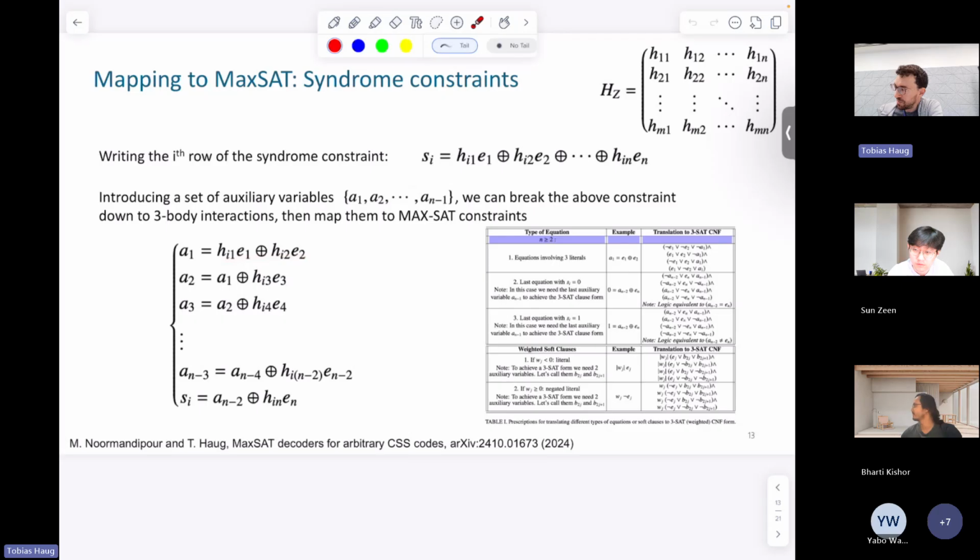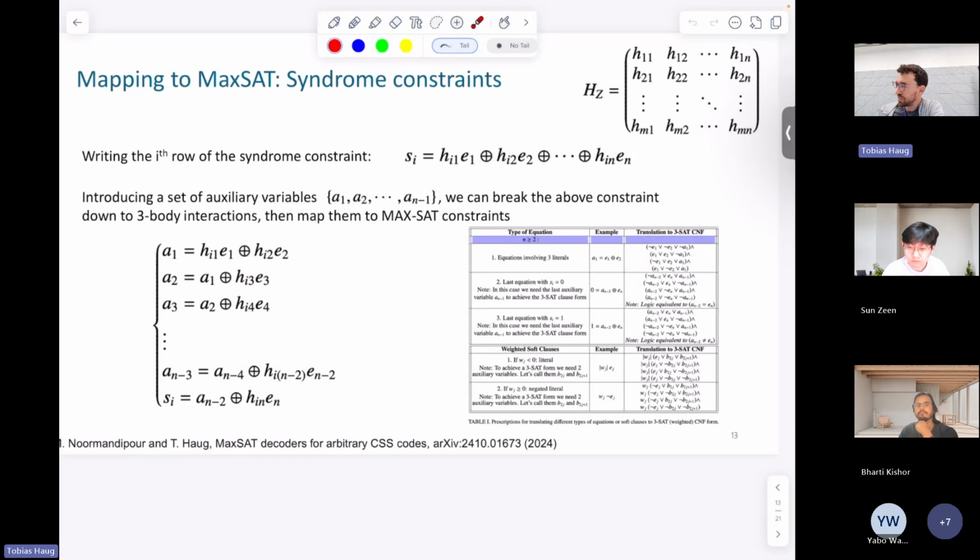And then finally, once you have it in this form, you still have this Boolean addition here. But for this, there's a prescription for how to map Boolean addition into MaxSAT constraints. That involves 3 terms, as we've seen earlier. So any of these conditions here can be mapped onto a MaxSAT problem by using these prescriptions that you can write out. If you do this, you can map each syndrome constraint into a MaxSAT condition. And then afterwards you can just solve it.